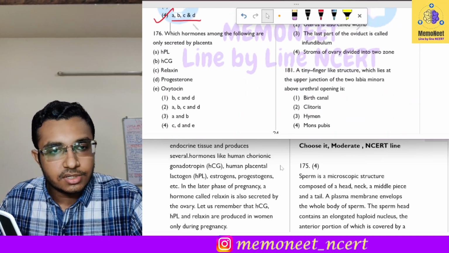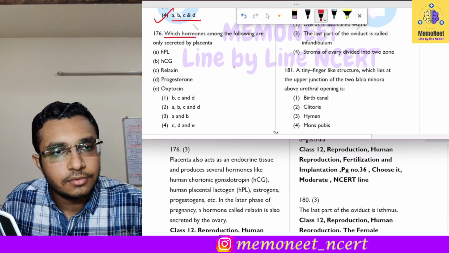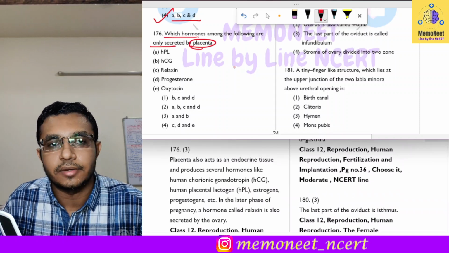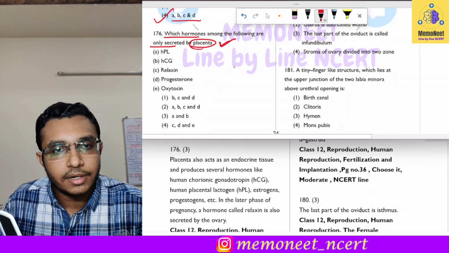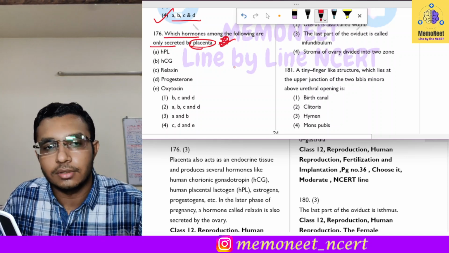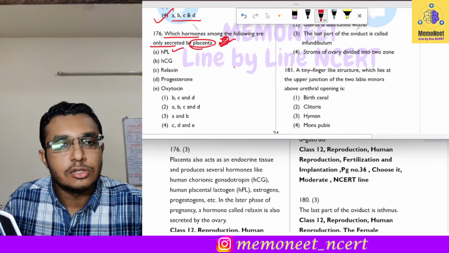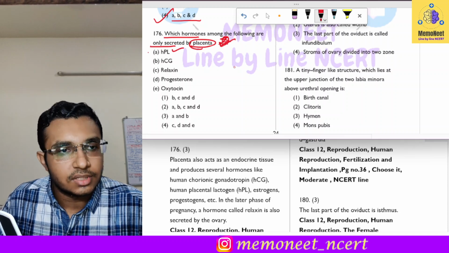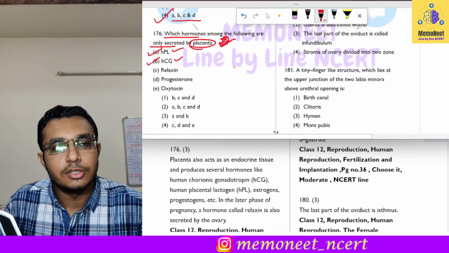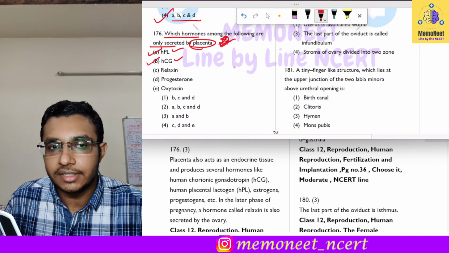The next question is question number 176. It states which hormones among the following are only secreted by the placenta. We have to find the hormones which are exclusively secreted by the placenta and no other organs. The first one is HPL, that is human placental lactogen. That is only secreted by the placenta. Then HCG is the human chorionic gonadotropin. That is the hormone which is only secreted by placenta.